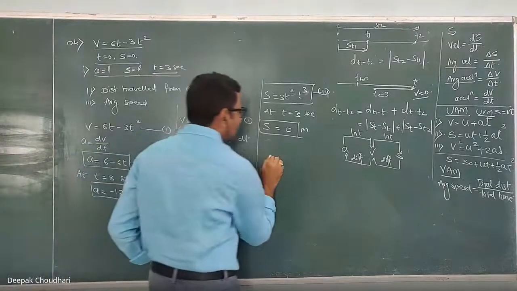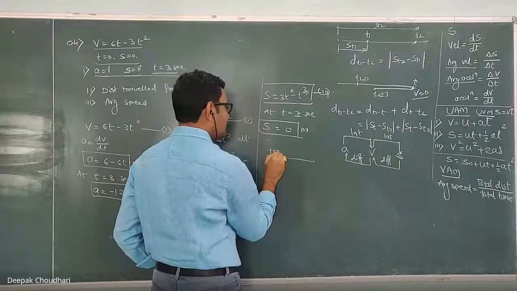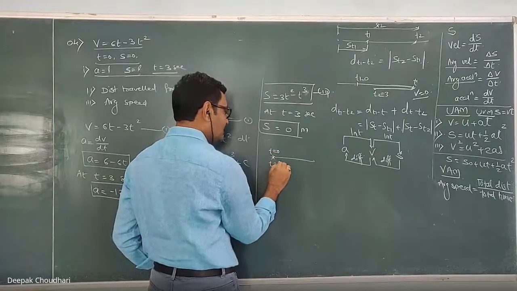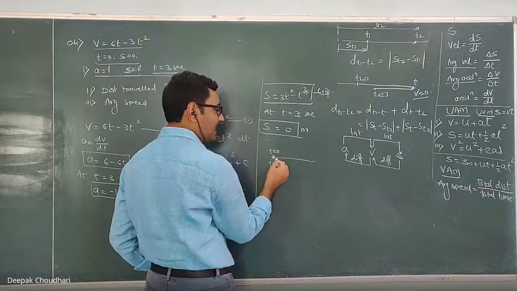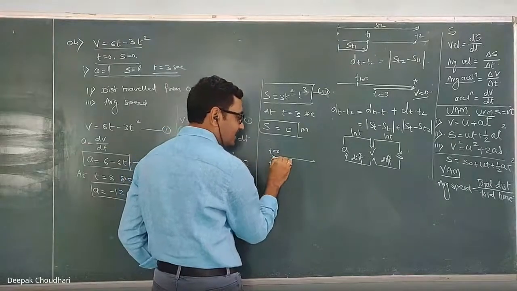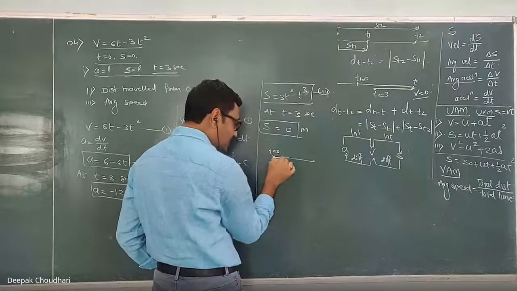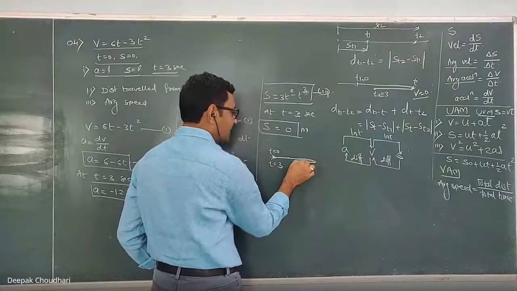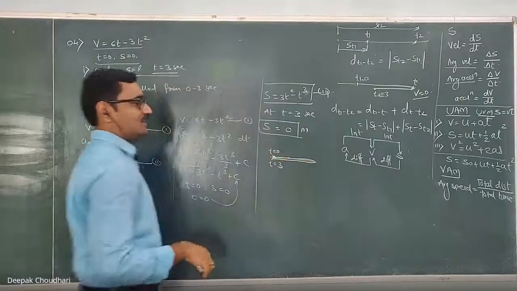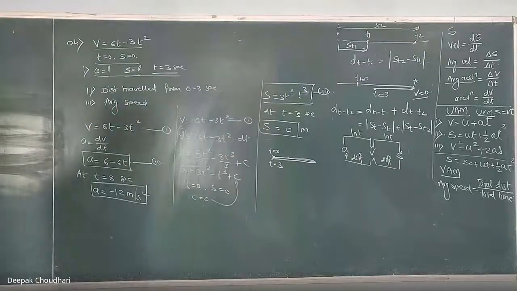Now look, at t equal to 0 the particle is at origin and at t equal to 3 the particle is also at origin. What does this mean? This particle is in motion, but between 0 and 3 somewhere it reverses its direction of motion and again comes back to origin in those 3 seconds. Did you understand? Yes, sir.